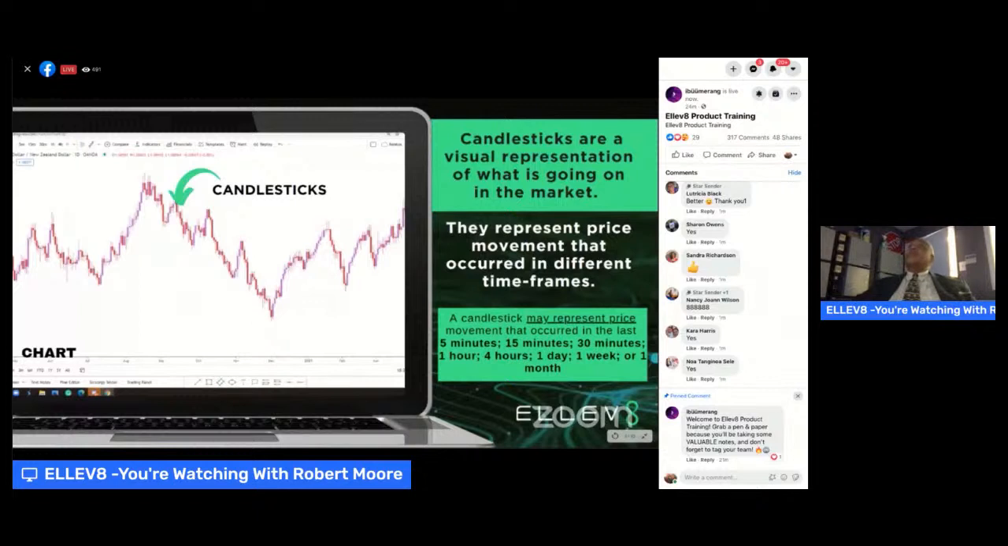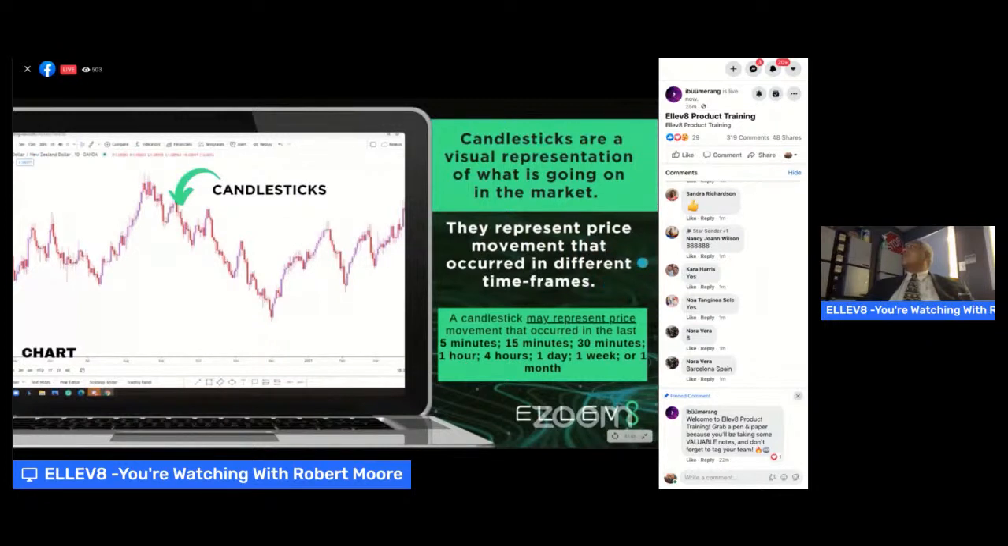So candlesticks are a visual representation of what is going on in the market. They represent price movements that occurred in different time frames. So a candlestick may represent price movement that occurred in the last 5 minutes, 15 minutes, 30 minutes, 1 hour, 4 hours, 1 day, 1 week, or 1 month, etc. And you would see it up here in different time frames of the past.